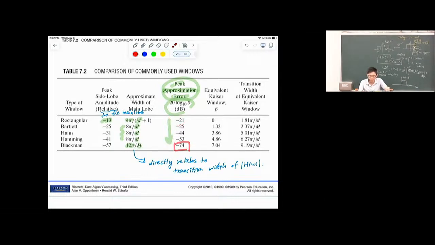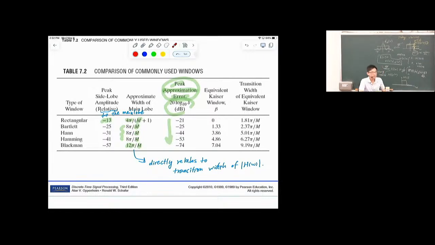But the trade-off is there. Transition width is the widest while we achieve the best approximation error. Okay? So the frequency response will be most ideal for Blackman, but the transition width is wider. Okay? All right, so any questions so far?